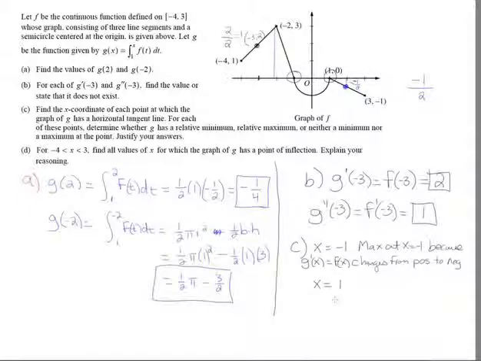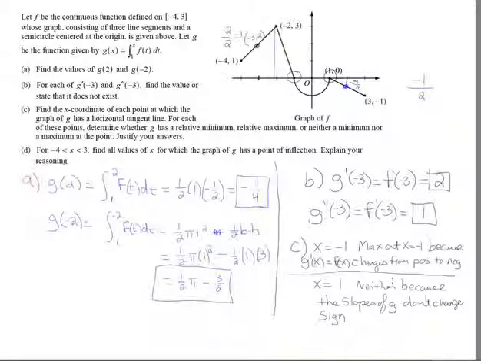X equals 1 is neither a max or a min because the slopes of g don't change sign. So I kind of took it both ways. So this time I talked about slopes. This time I just talked about the values of f. Either way, that's kind of the same argument. All right. I'm sure their answers are a little more technical, but that should do the job.